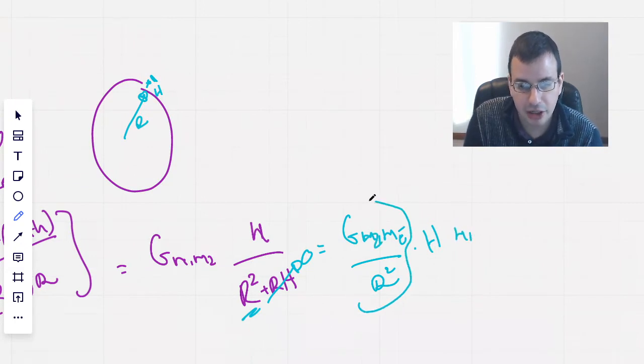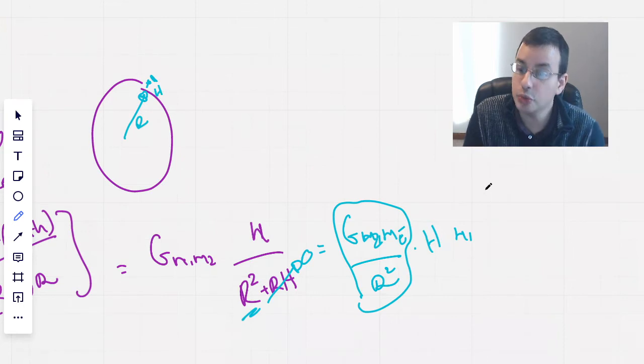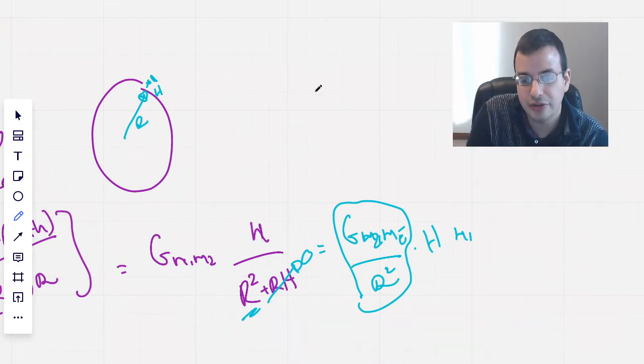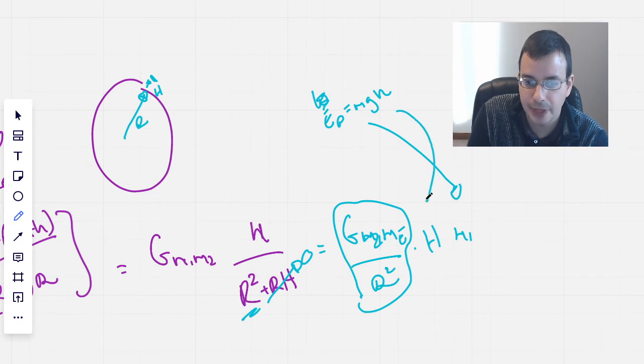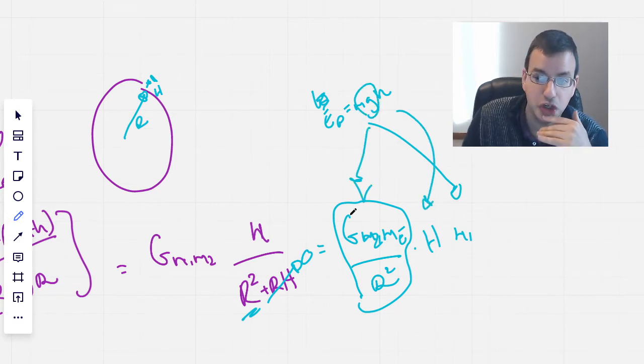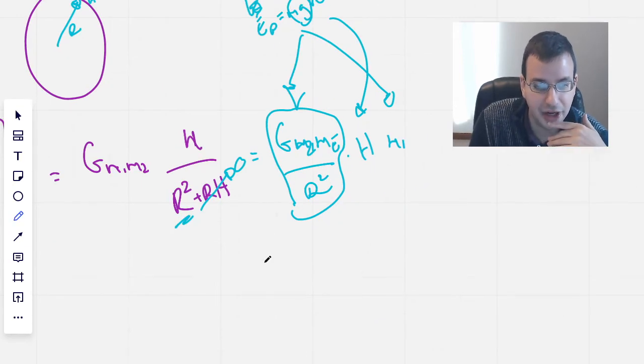This part right here will be the same, because when we're talking about dropping things, we think of the equation potential energy equals mass times gravity times height. So this is the mass, this is the height, and this right here is going to be g, what we're used to as our gravity constant.